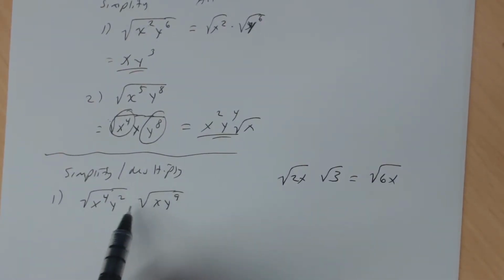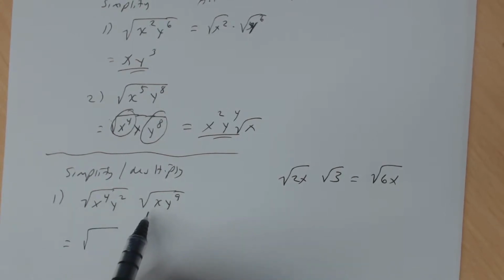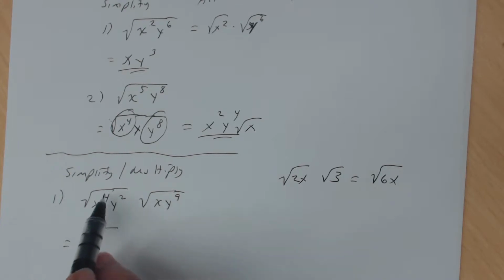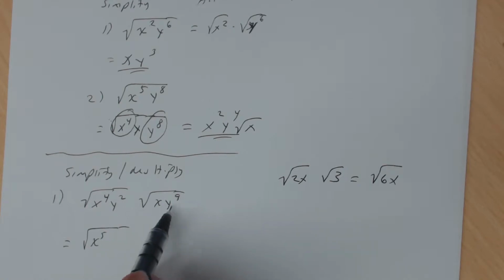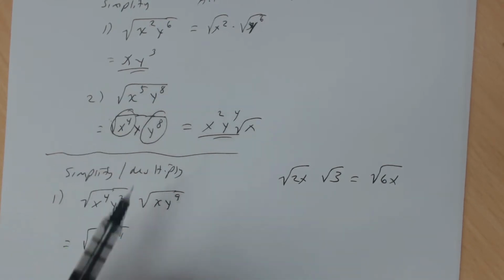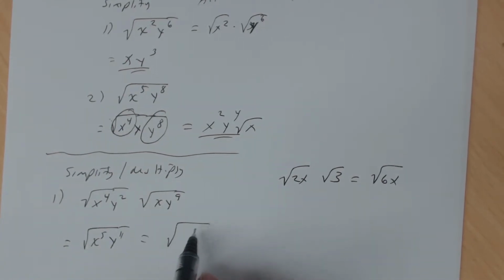So let's multiply the radicands together. So that's going to be the square root of x to the 4th times x. So remember, when you multiply like bases, you add exponents. So x to the 4th times x will be x to the 5th. Y squared times y to the 9th will be y to the 11th. Okay, now let's simplify this like we did number 1 and 2. So the largest even number less than 5 is 4, and the largest even number less than 11 is 10.